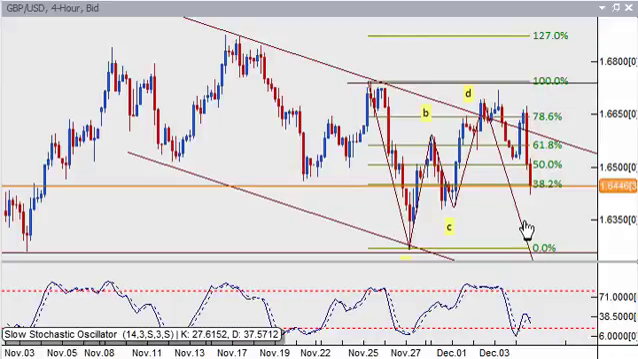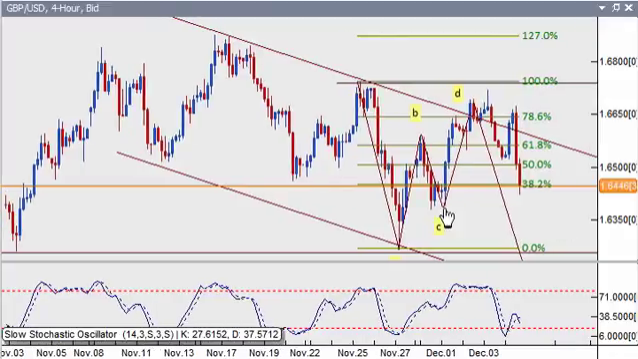Otherwise, we may have a short-term range here between the 1.6350 area and the 1.68 area, roughly around this area.